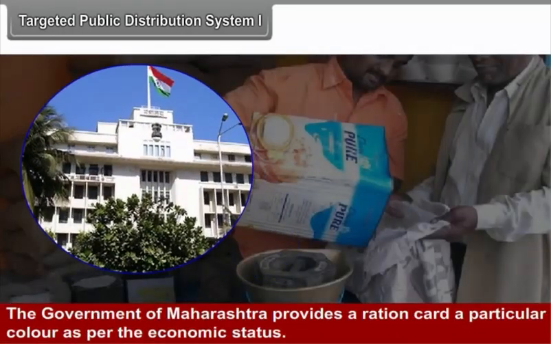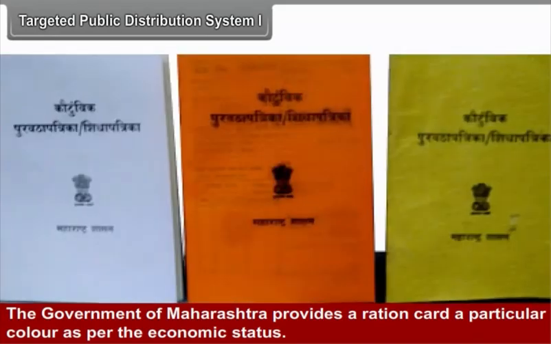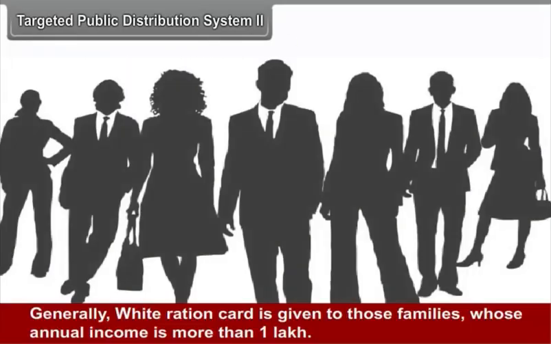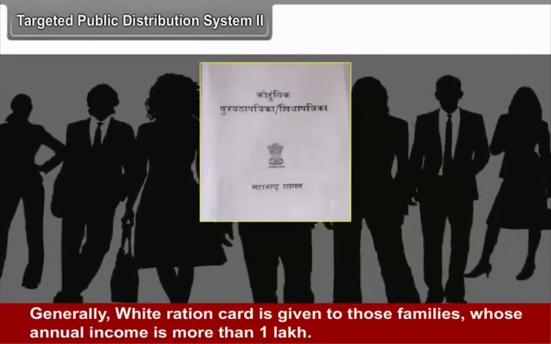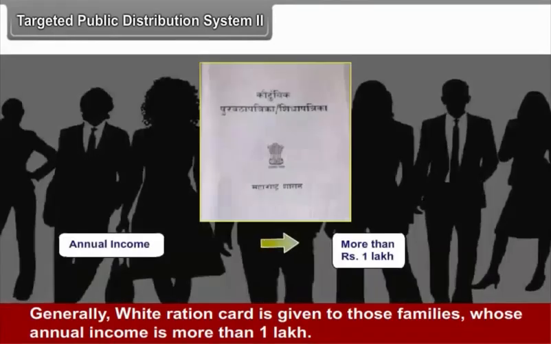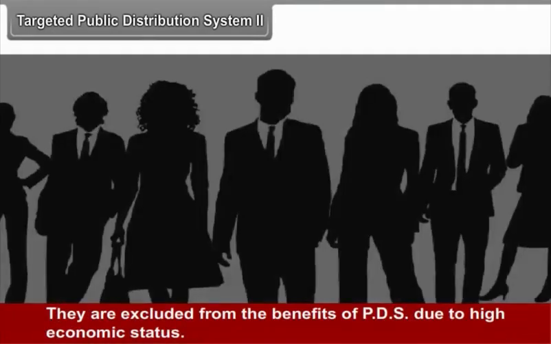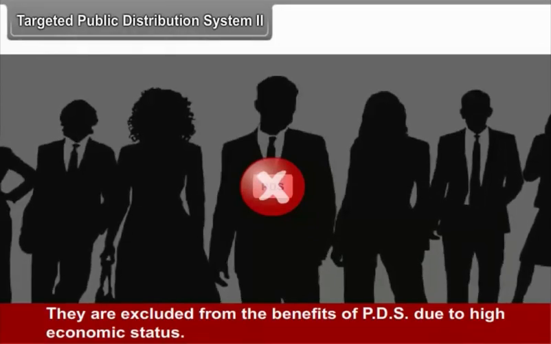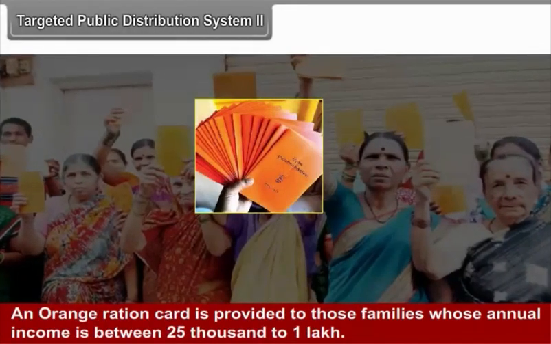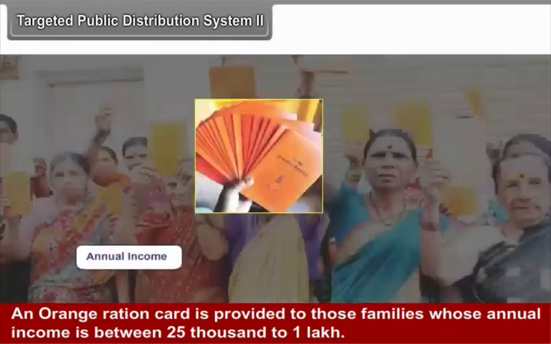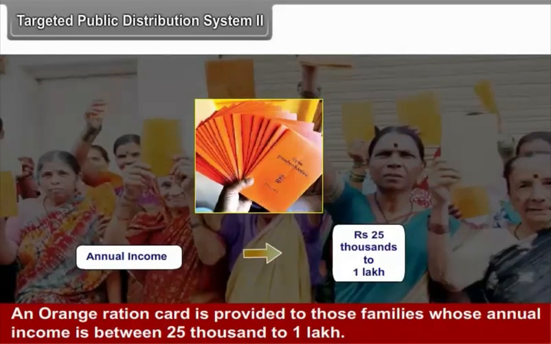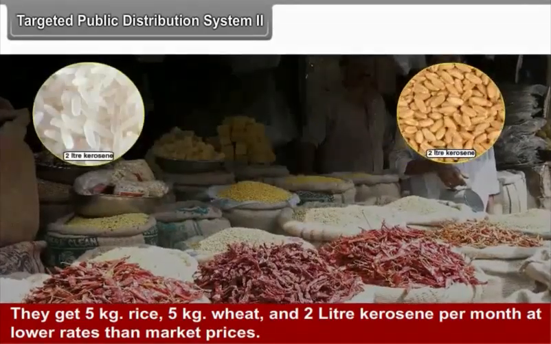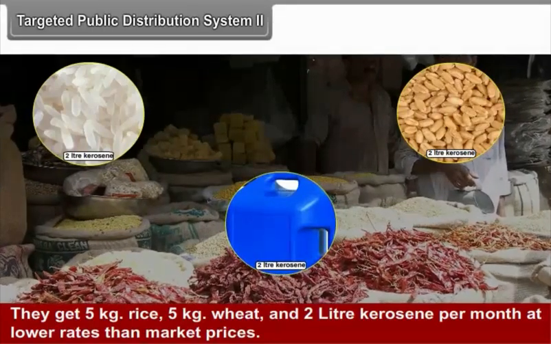The government of Maharashtra provides a ration card of a particular color as per the economic status. Generally, white ration card is given to those families whose annual income is more than rupees 1 lakh. They are excluded from the benefits of public distribution system due to high economic status. An orange ration card is provided to those families whose annual income is between 25,000 to 1 lakh. They get 5 kg rice, 5 kg wheat and 2 liter kerosene per month at lower rates than the market price.